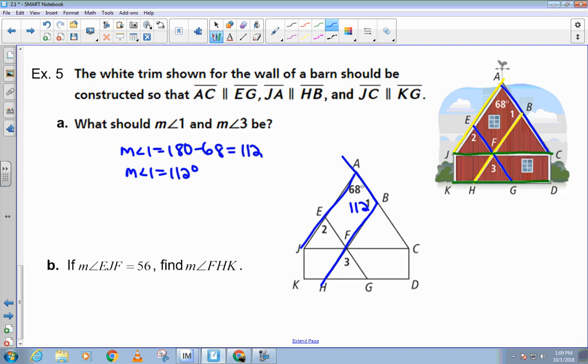Okay? Now I need to work my way over to 3, right? What did you say? Okay. No, they're not. What's alternate exterior? The 1 and the 3? No. Let me show you why.